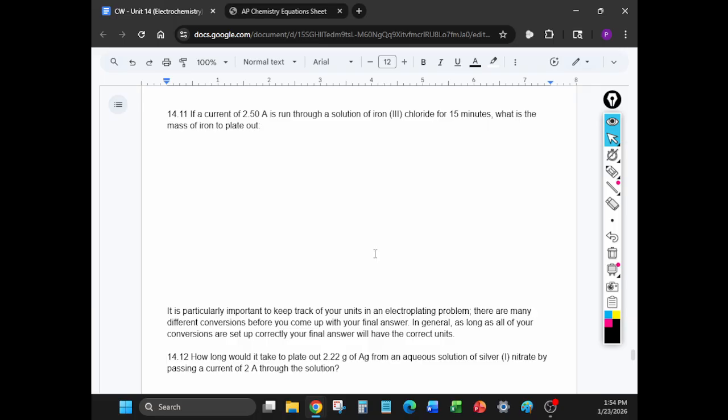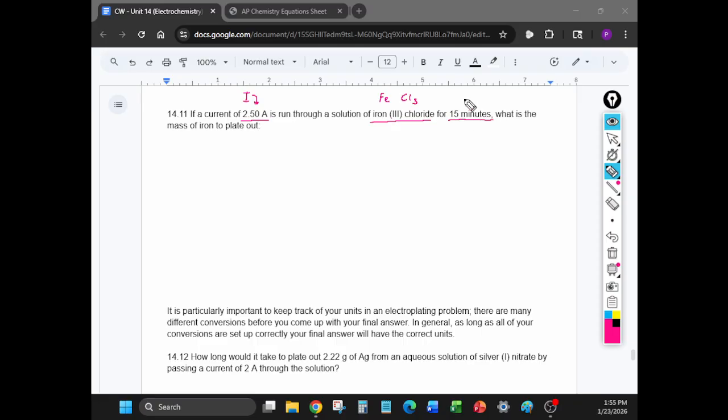All right, so if we take a look at number 11, it gives us some values. It says a current of 2.5 amperes. Now, we just saw on our AP equation sheet that amperes is a measurement for current, for I. So this right here is going to go in our equation as I. And then it gives you the solution, iron 3 chloride. Iron 3 means that it is Fe3+. Chlorine is -1, so if it's iron 3 chloride, that means that our compound is FeCl3.